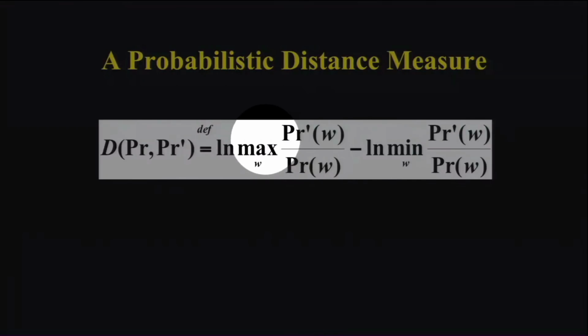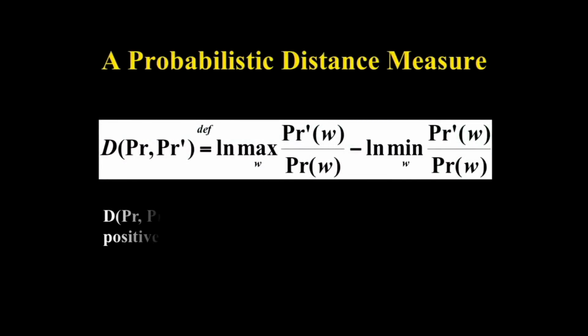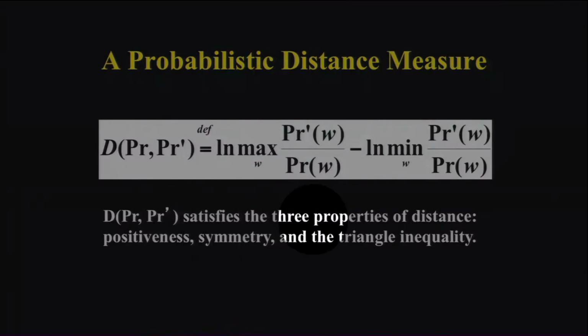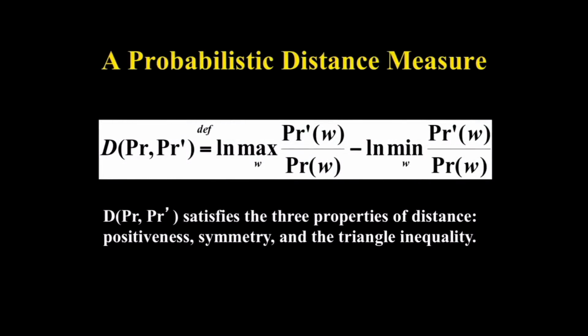Now, you have one of these ratios for every world. So I'm looking at the one that has the highest, and here I'm looking at the minimal, maximum and minimal, and taking the difference between them. It's pretty simple. And this happens to be a true distance measure. When you say distance measure, mathematically you want something called positiveness, symmetry, and triangle inequality, and this satisfies these. So it's a proper distance measure, not like the KL divergence, which was not.